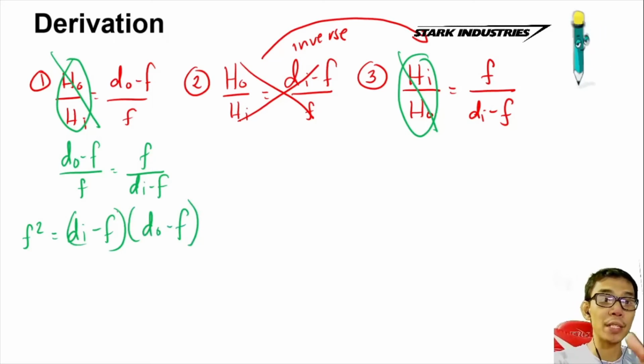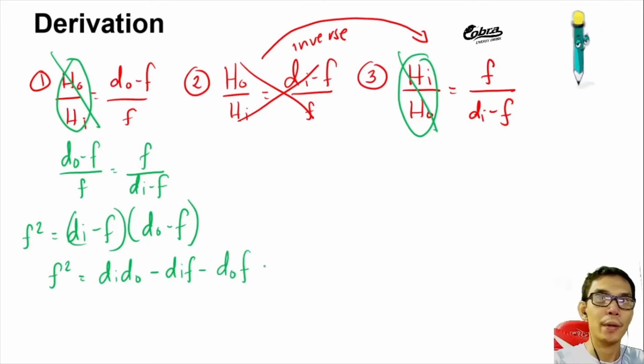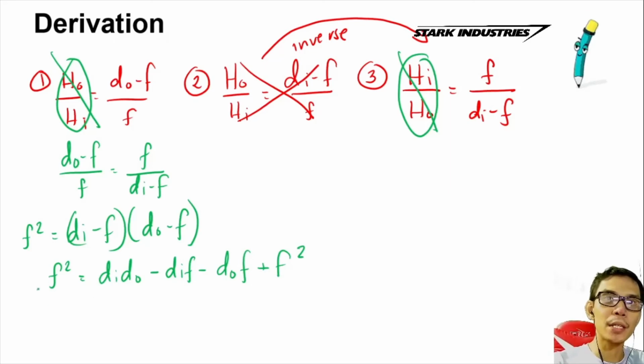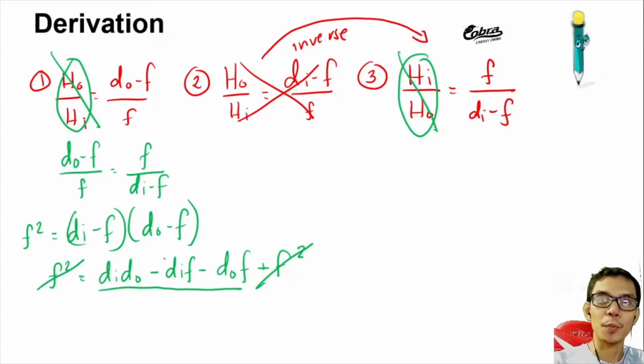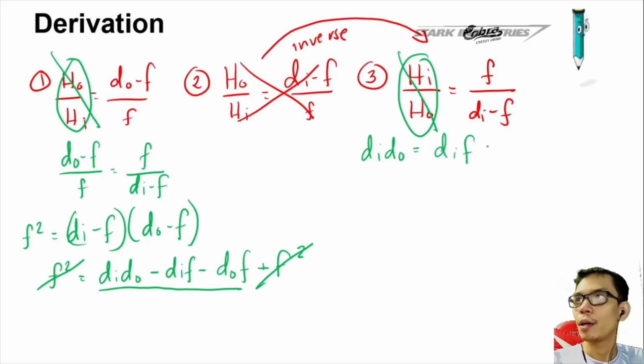So let's do the basic algebra here. f squared is equal to d sub I d sub O minus d sub I f minus d sub O f plus f squared. So we can cancel the f squared and transpose the rest over here to make it d sub I d sub O is equal to d sub I f plus d sub O f.